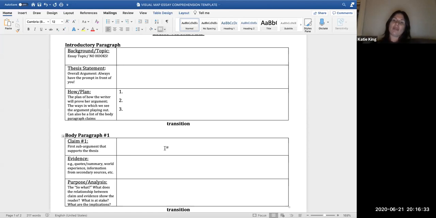And so we have to think about why we are telling our audience what we're telling them, right? The claim is saying, here's how I feel. The evidence is, here's the proof. And then the third part, the purpose or analysis, is here is why I'm telling you. Here's what's at stake. Here's what's relevant or important, okay? This is the hardest part for any student at this level, explaining the why.